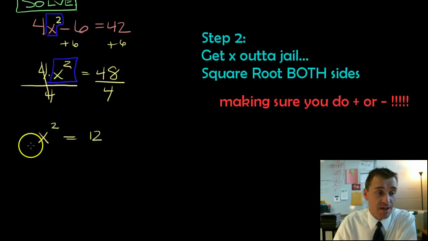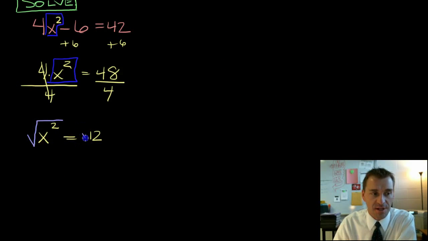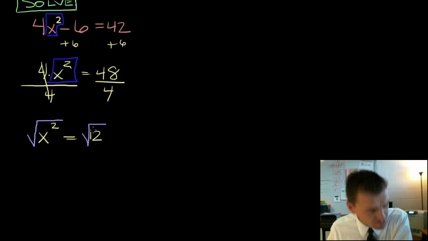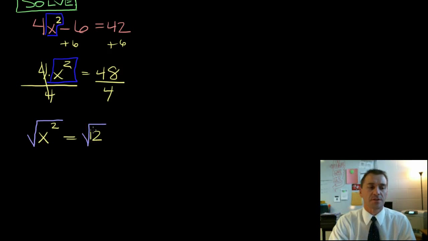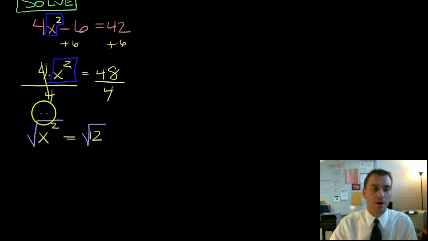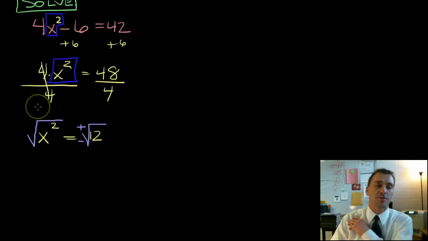So I will take the square root of the left side, and if I'm going to do something on the left side, I do the same exact thing on the right side. But here is a huge, huge thing that you need to make sure that you start with as well. As soon as you square root both sides, you've now created 2 scenarios. You've created a positive square root of 12 or a negative square root of 12. So anytime you do square root of both sides, you always do plus or minus.